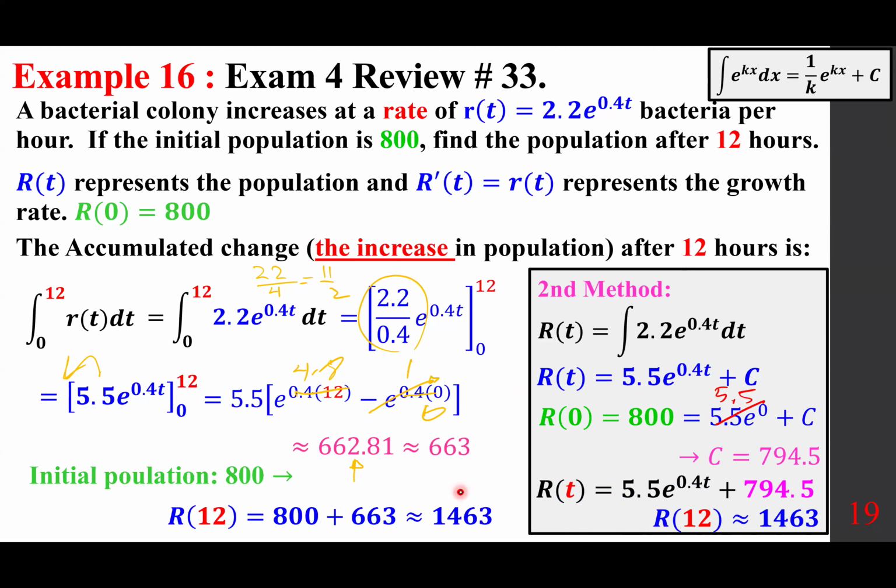The advantage of this is if we are interested in finding the population not only after 12 hours, but also after 10 hours, 15 hours, 20 hours, just plug it in here. Whereas with this methodology, you have to calculate it again. For example, after 20 hours, you got to go with 0 to 20. So you don't want to repeat that. You want to do this. But if it's only one part, either way is fine.